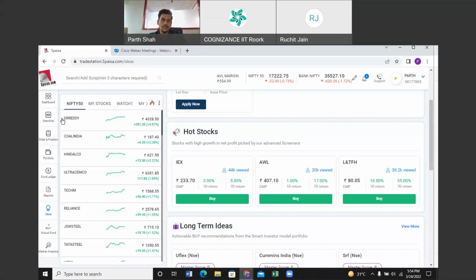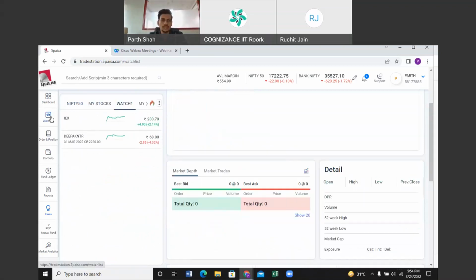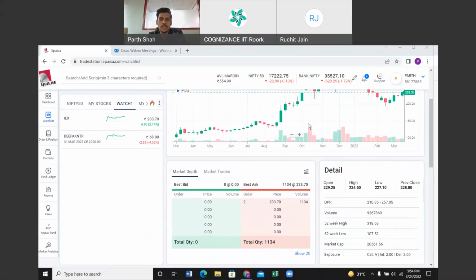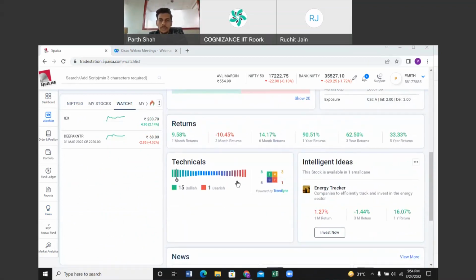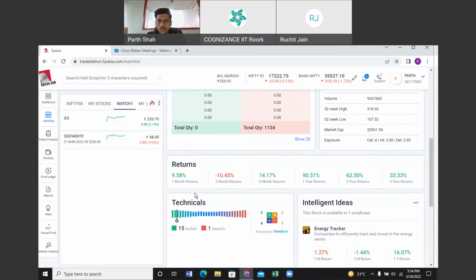So if you are a basic investor, say you are pretty much new to investment, and I come on this particular page, I am very new to investment. I saw that IEX is trending today. Now I want to know more about it, whether this particular stock is worth investing in or not, before investing. What I'll do is the basics. I'll see what return the stock has given in the past few, 10 years. Say 1 month it has given a return of 9.58%, which is quite good. Or 1 year it has given a return of about 90%, which is close to 100%.